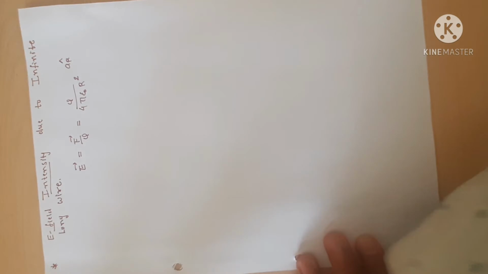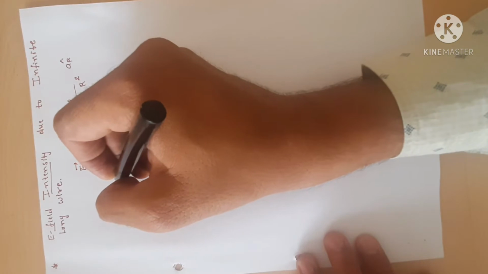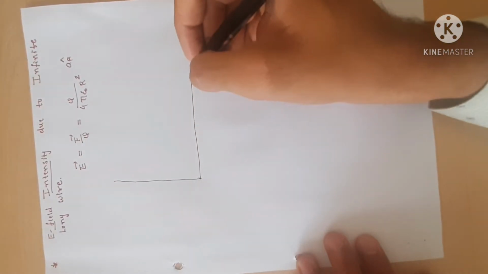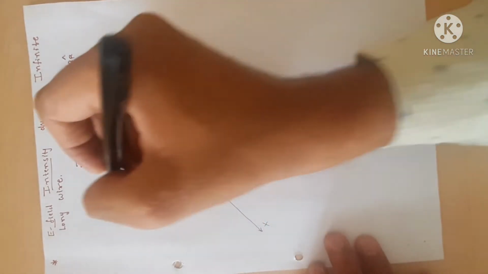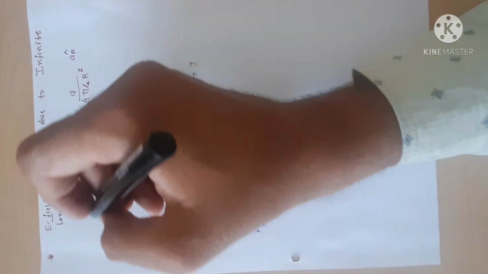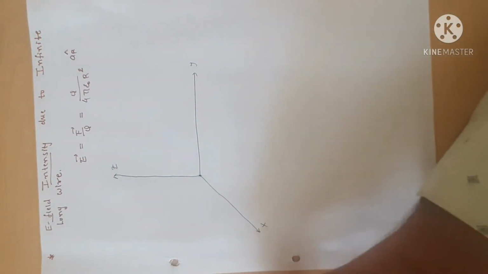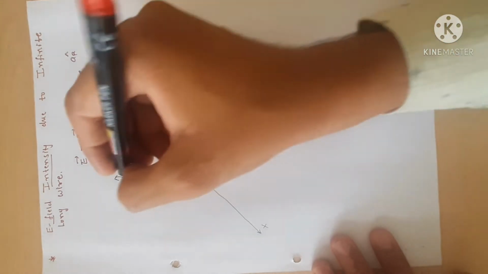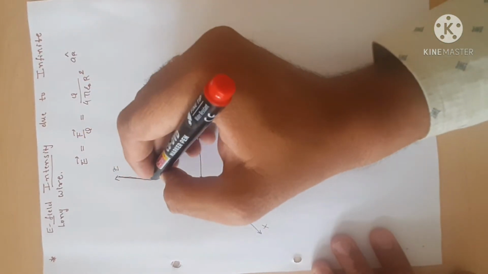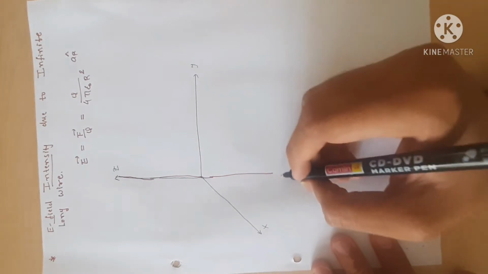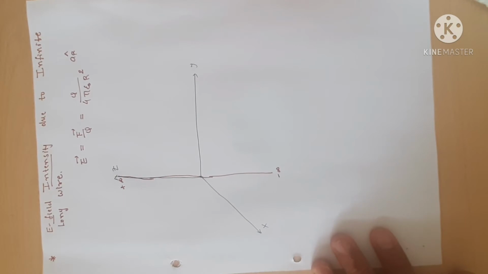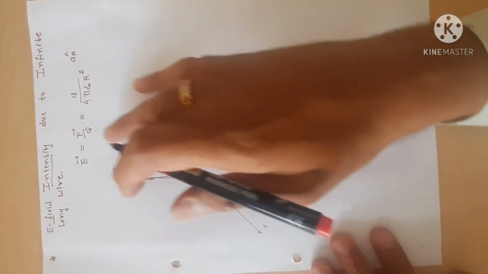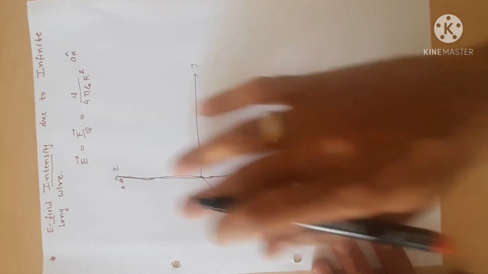Here we have to consider that three axes are present, X, Y and Z axis, and my infinitely long wire is present on the Z axis. So we have to assume one infinitely long wire on the Z axis. This wire is very long, so we can write the length of the wire as minus infinity to plus infinity. This wire generates an electric field because there are lots of charges present on the wire.